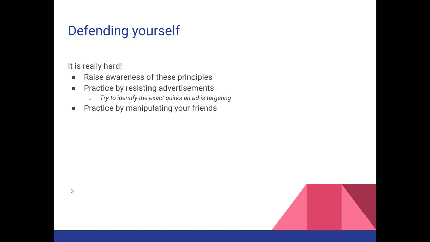So defending yourself on a personal level is really hard. The best thing you can do is raise awareness of these principles, and the best way to become good at things is to teach others about them. It really is that. Especially, the best bar is teaching them to be able to do the skills. Anyways, at home you can practice by resisting advertisements. Everyone has to watch them, so you can watch them, pay attention, and try to identify which of these quirks or other quirks they are trying to exploit. And you can also practice by manipulating your friends.